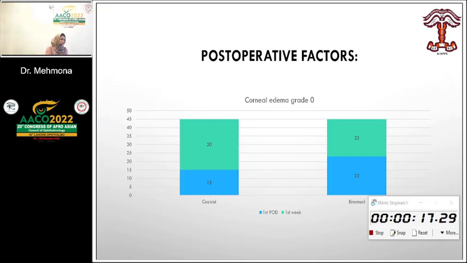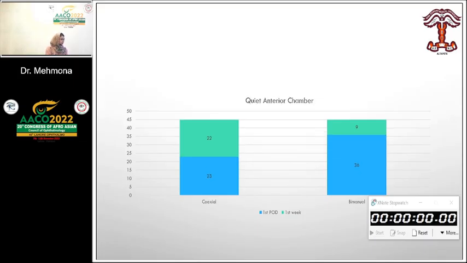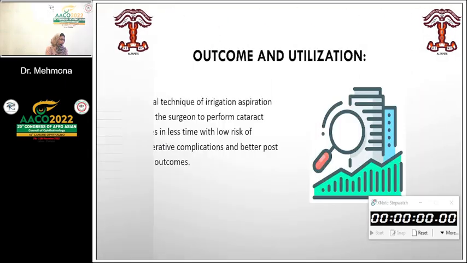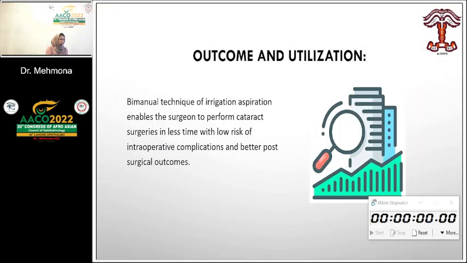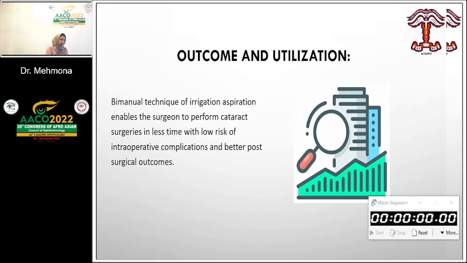As a postoperative factor, corneal edema was studied on the first post-op day and the first week on the first visit in OPD. Initially there were only 15 patients in the coaxial group with clear cornea, whereas in the bimanual group 23 patients had clear cornea. In the anterior chamber, no AC reaction was seen in the majority of patients in the bimanual group as compared to coaxial. So the conclusion was that the bimanual technique of irrigation aspiration enables the surgeon to perform cataract surgeries in less time with low risk of intraoperative complications and better surgical outcomes.